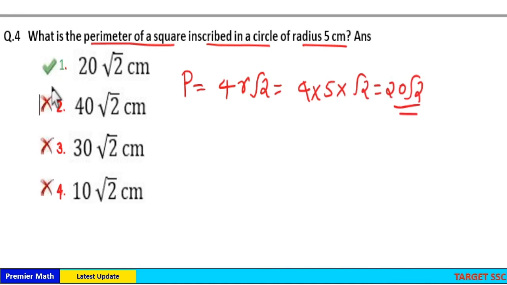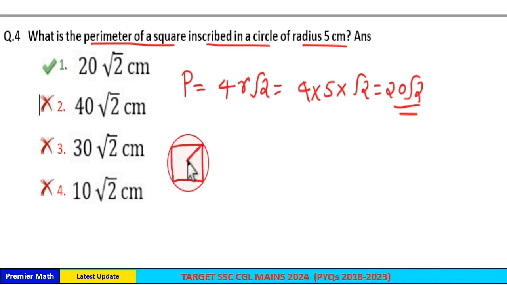Even if you don't know this formula, you can find the answer by just drawing a circle. Now, here this is the square inscribed in the circle. Now radius is 5 cm, which means the diagonal of this square is equal to the diameter of the circle, which is 10 cm. Now from this, a square plus a square, that is 2a square is equal to 10 square.